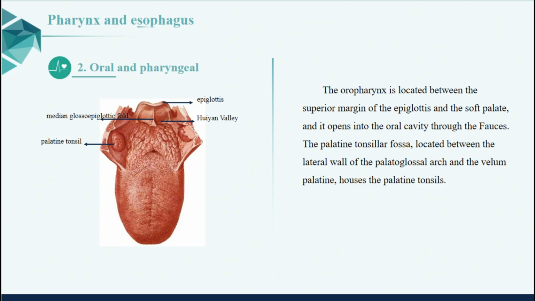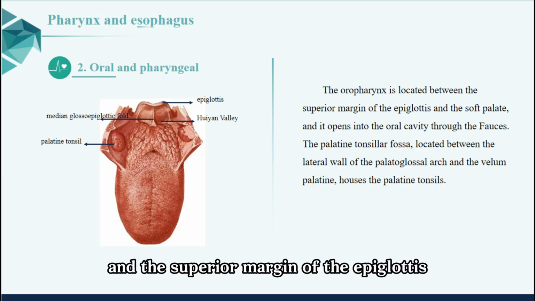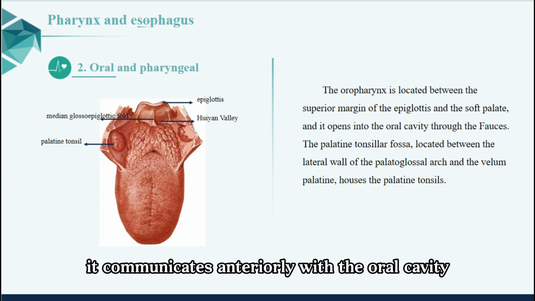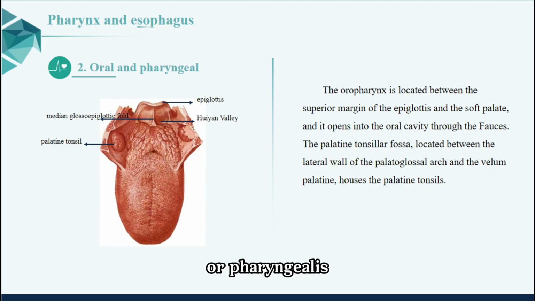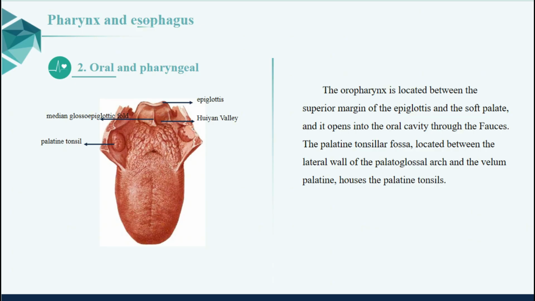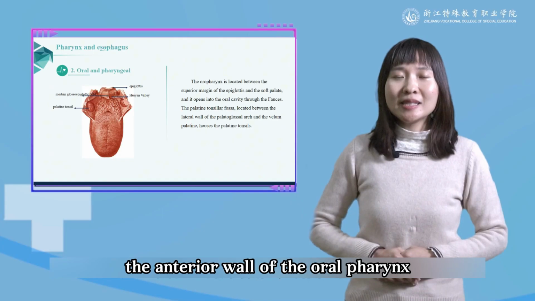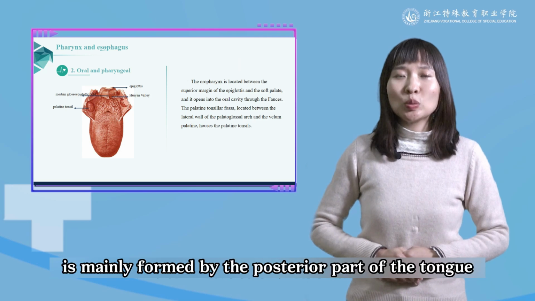Oropharynx. Located between the plane of the free margin of the soft palate and the superior margin of the epiglottis. It communicates anteriorly with the oral cavity through the fauces, or pharyngeal isthmus. Superiorly, it continues with the nasopharynx. And inferiorly, it leads to the laryngopharynx. The anterior wall of the oropharynx is mainly formed by the posterior part of the tongue root.